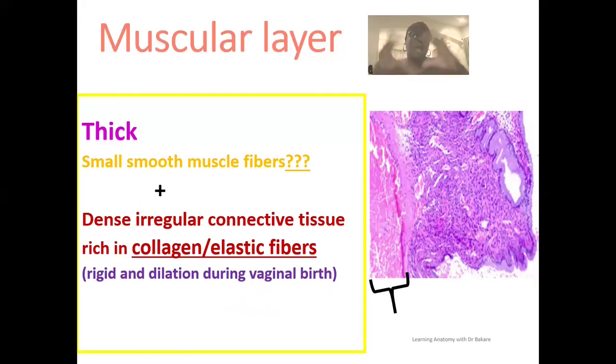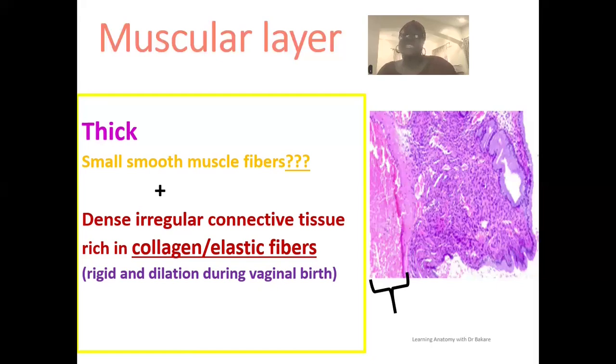This expansion is to accommodate the developing fetus. The expansion is not seen to extend down to the region of the cervix. The rigidity that is provided by the cervix is as a result of the collagen fibers that are deposited in the muscular layer. This is seen to help hold the cervix in place and prevent it from expanding. So the elastic deposit is responsible for dilation of the cervix during vaginal birth.